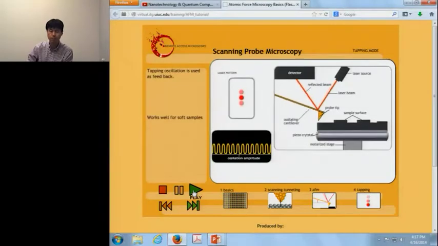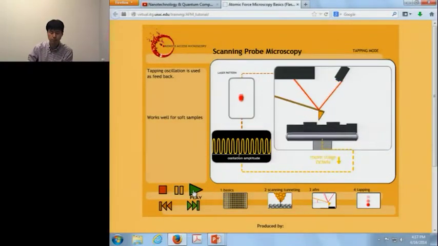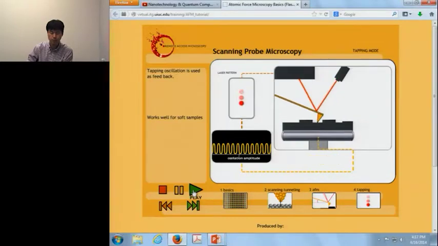Tapping mode is used to image soft samples that could be damaged by the nanonewtons of force that are present in atomic force microscopy. As the name implies, the tip oscillates as the sample is scanned. The amplitude of the oscillation is used as the feedback signal.